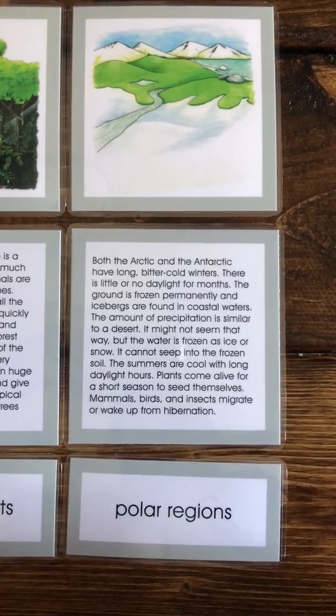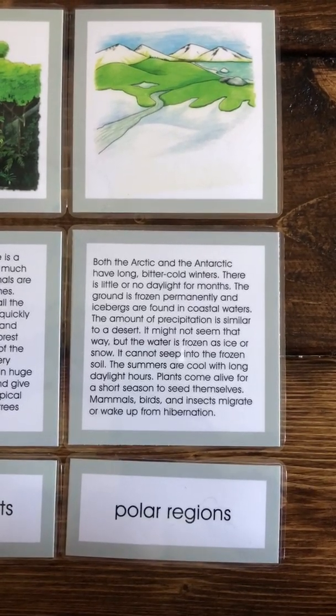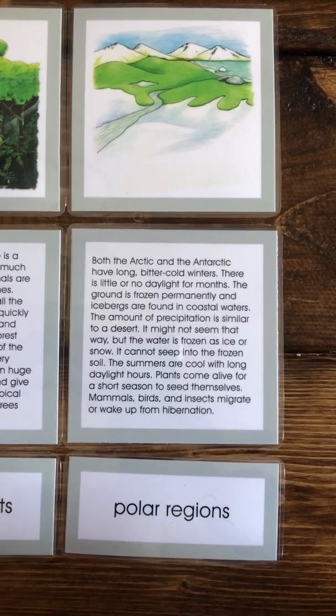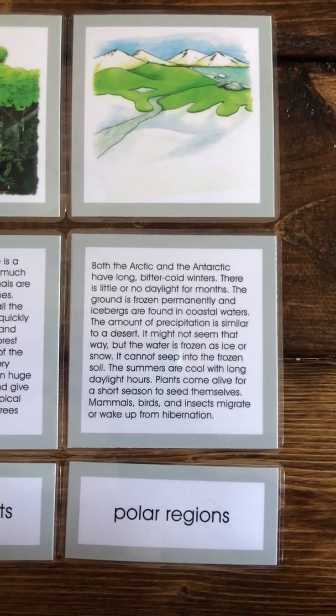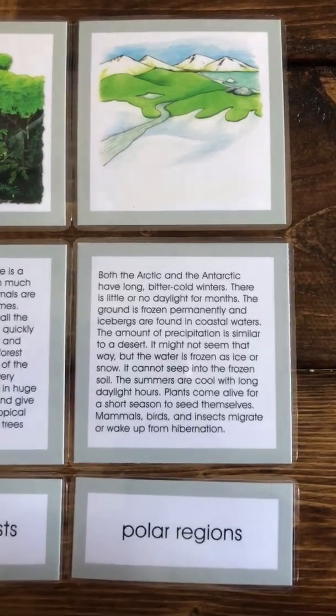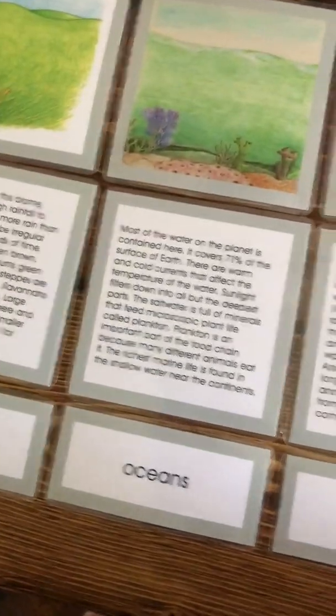The summers are cool with long daylight hours. Plants come alive for a short season to seed themselves. Mammals, birds, and insects migrate or wake up from hibernation. So, there you have the examples of the types of biomes.